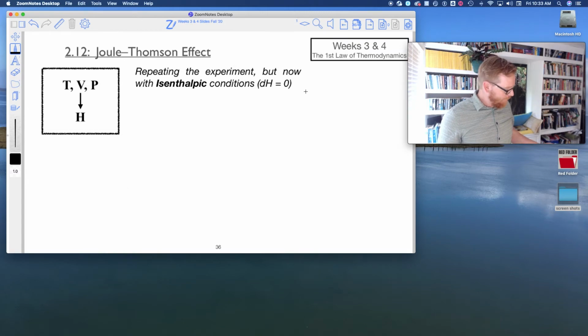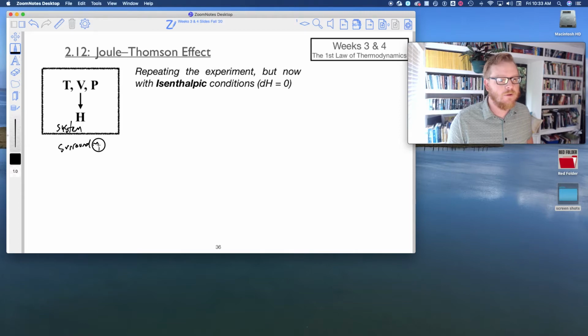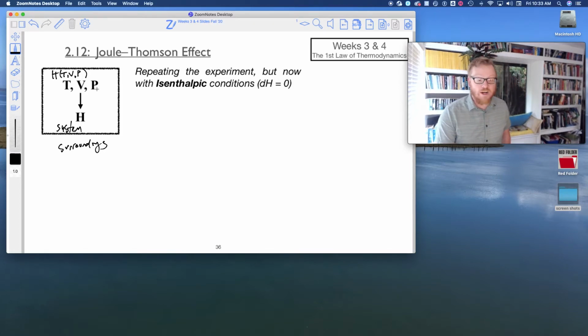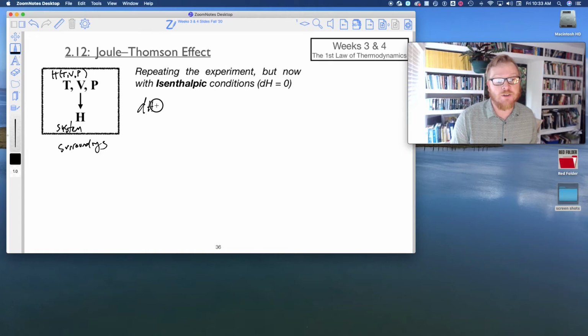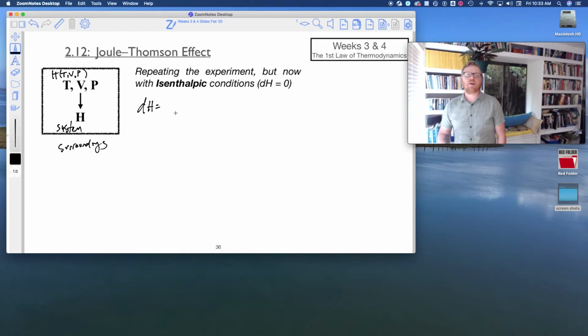Now, similarly, just like we did with U, what happens if we repeat this with H? So, system, surroundings. We're also going to say H is a function of T, V, and P, and we're going to try to come up with an exact differential expression for H. And another thing, to give you the historical context, here is the Joule-Thomson effect.